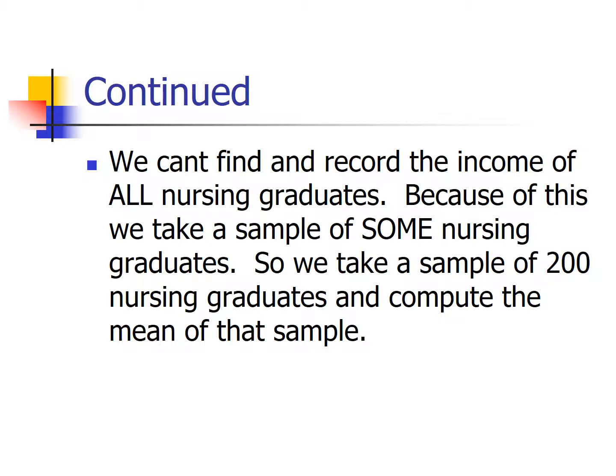Let's say, for the sake of argument, that we take a sample of 200 nursing graduates. We figure out how much these 200 nursing graduates make, and we compute the mean of our sample, right? We use the mean of the sample as our best guess for the mean of the population of all nursing graduates. Now, this introduces a whole slew of interesting questions. First and foremost is how good of a best guess is it? That is the question that we're getting ready to pursue.